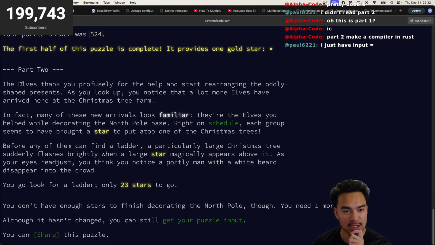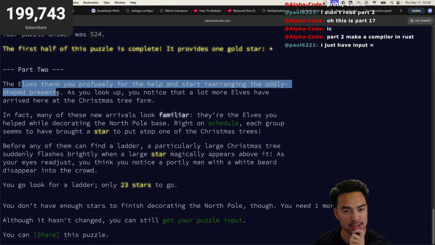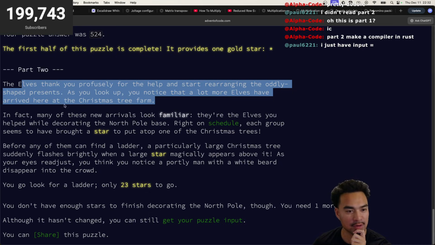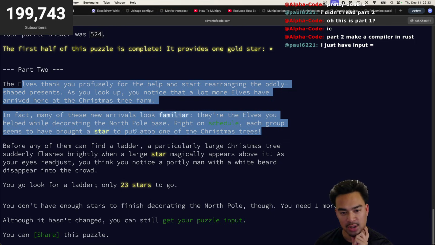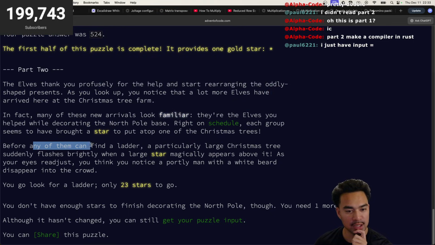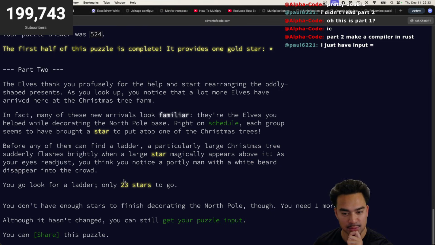Part 2. The elves thank you profusely for the help and start rearranging the oddly shaped presents. As you look up, you notice that a lot more elves have arrived here at the Christmas tree farm. In fact, many of these new arrivals look familiar. They're the elves you helped while decorating the North Pole base. Right on schedule, each group seems to have brought a star to put atop one of the Christmas trees. Before any of them can find a ladder, a particularly large Christmas tree suddenly flashes brightly when a large star magically appears above it. As your eyes readjust, you think you notice a portly man with a white beard. You go, only 23 stars to go.